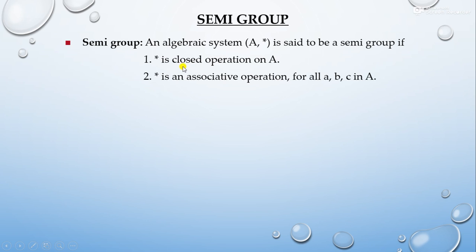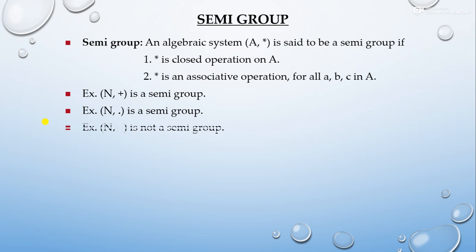If any system has only these two properties, the closed property and the associative property, it is called a semi-group. For example, if we take the natural number set and the operation is addition, this is a semi-group, because addition of natural numbers is closed and also associative. And if we talk about multiplication, I told you earlier that natural numbers with multiplication hold the closed property and the associative property, so it is also a semi-group.